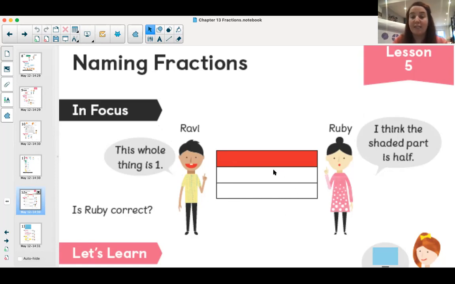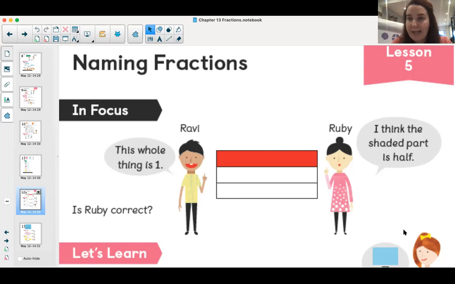Remember, we've got to imagine it's chocolate or a cake or a pizza or something. It's a whole thing that's split up into parts. It's 1. Okay, now Ruby. I think the shaded part is half. Do you think Ruby's right? Can you tell me why you think Ruby's right or why you think she's wrong?